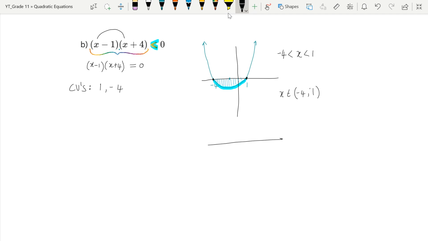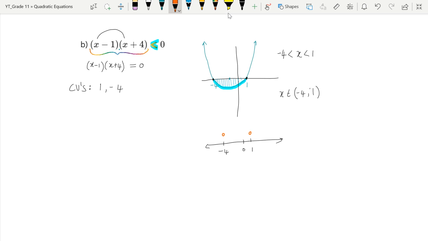Let's draw this on a number line quickly. I'm going to just plot those critical values. -4 and 1 will be somewhere there. And then my -4 is not included. That's why it's a hollow dot. My 1 is not included. That's why it's a hollow dot.